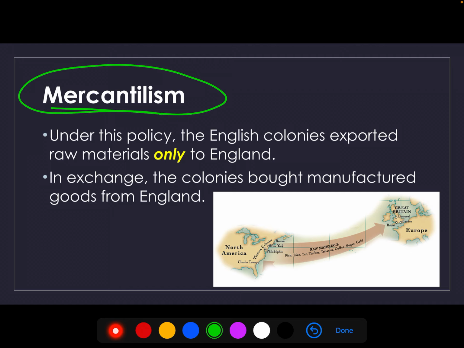Before I get to the Navigation Acts, I'm going to talk about mercantilism first. So mercantilism is sort of one of our watchwords for early American colonial economics. Basically the idea behind mercantilism is that English colonies exported raw materials only to England.